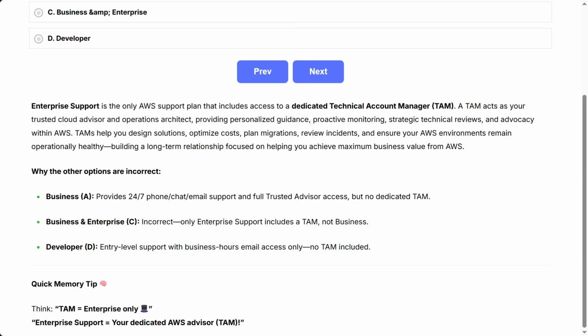Why the other options are incorrect. Business, A, provides 24/7 phone, chat, email support, and full Trusted Advisor access, but no dedicated TAM. Business and Enterprise, C, incorrect. Only Enterprise support includes a TAM, not Business. Developer, D, entry-level support with business hours email access only. No TAM included. Quick memory tip. Think, TAM equals Enterprise only. Enterprise support, your dedicated AWS advisor, TAM.